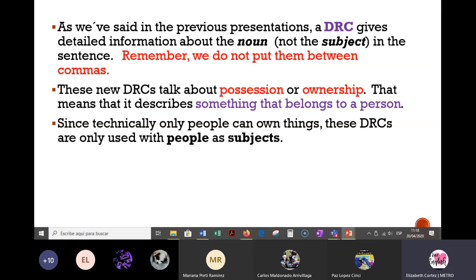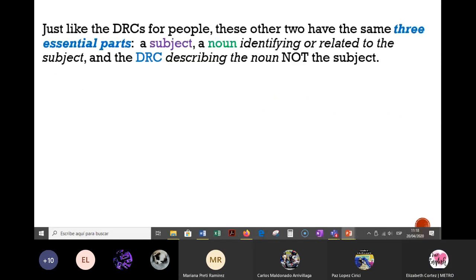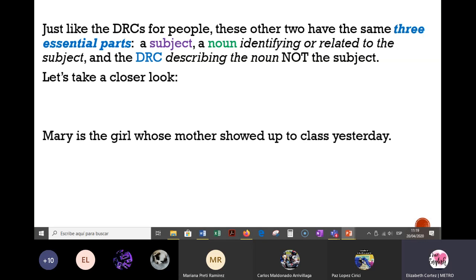The same thing with who, that is only for people. In the last quiz, some of you wrote elephants are animals who carried heavy materials. Elephants are not people, so you cannot use who, it's which. In this case, the relative pronoun to describe possession is whose, another word with WH. Just like the DRCs for people and objects and places, you need the three essential parts: a subject, a noun identifying the subject or related to the subject, and a DRC describing the noun, not the subject. Let's take a closer look.